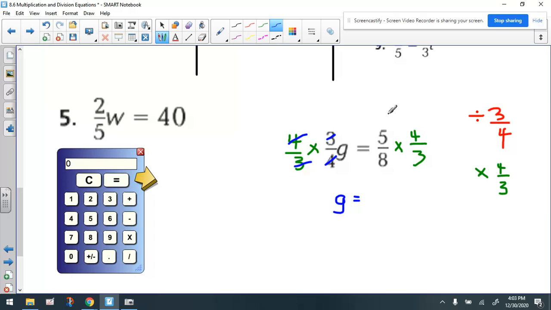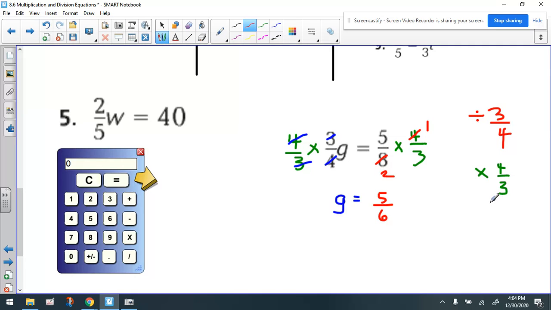And over here, we can take advantage of the fact that we can reduce going this way. 4 is a factor of both this numerator and this denominator. If we divide by 4, we're going to get 1. Divide by 4, we're going to get 2. We can't do anything going this way, so we're ready to go across. 5 times 1 would be 5, and 2 times 3 would be 6. So we end up getting 5/6 as our solution.